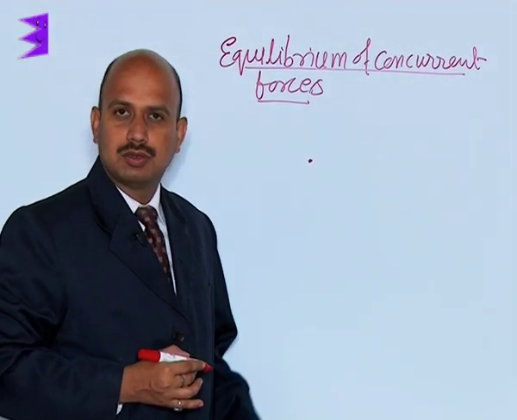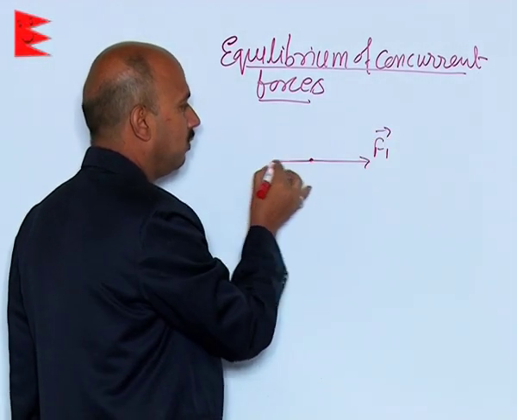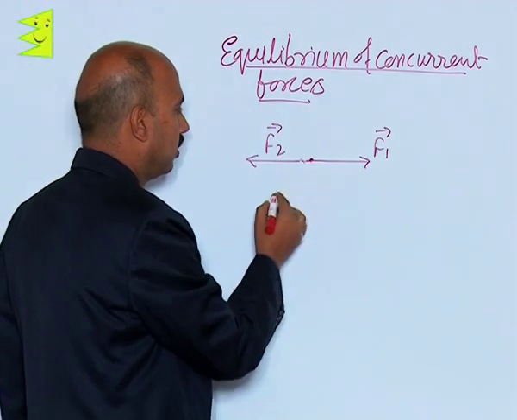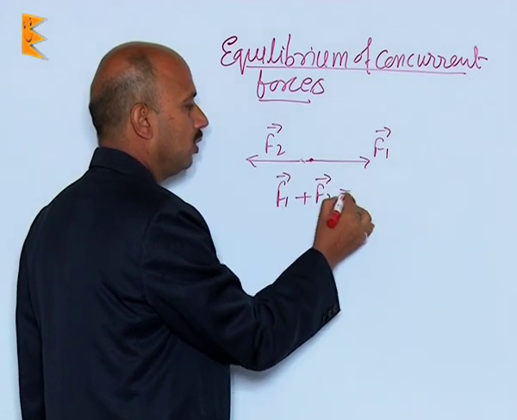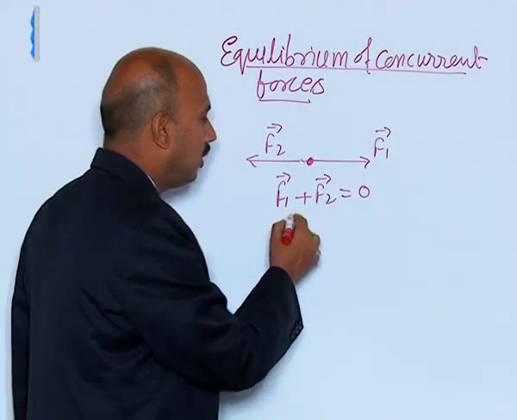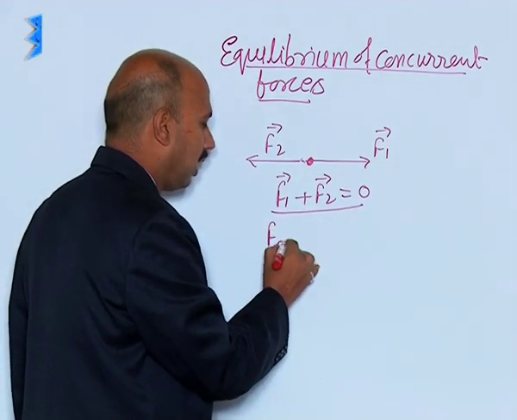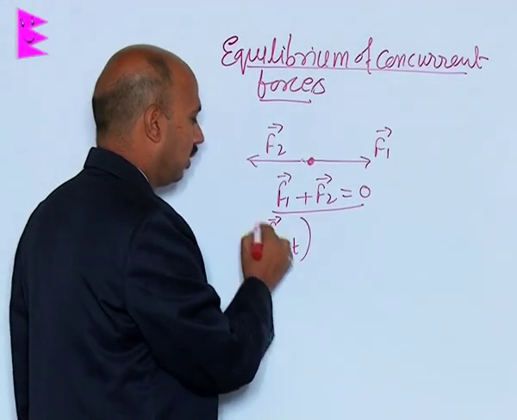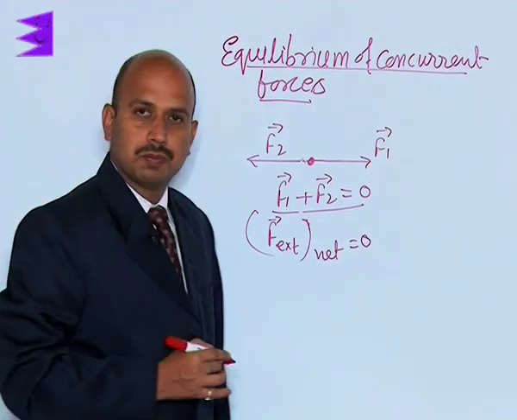said to be concurrent. Suppose you have taken one force to this side, that is F1, another force is this side, that is F2. If F1 plus F2 is equal to 0, that is the net force on the body, this body I have taken, is 0, then we call the body is in equilibrium. So, the equilibrium condition is F external, net external force, that is called F external net is equal to 0.